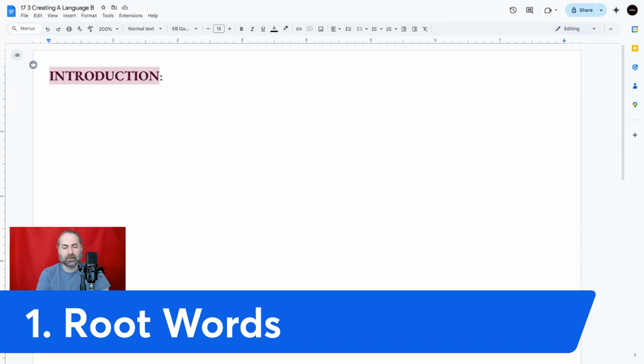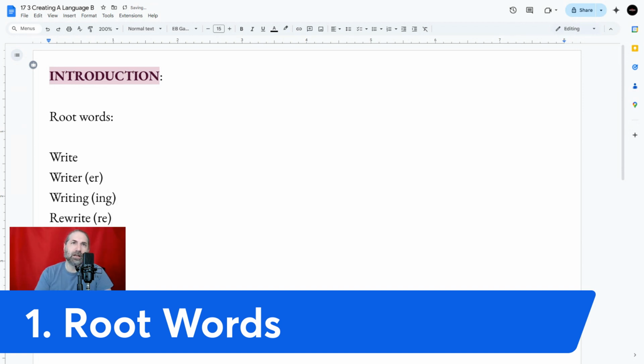So again, root words. In this situation, write is the root word. However, you can create writer, which is ER. You have writing, which is ING, and then you have rewrite, which is RE. So what does this mean though? In the basic formation, usually, not always, ER adds what somebody is. So a baker, a writer, a cobbler, right?